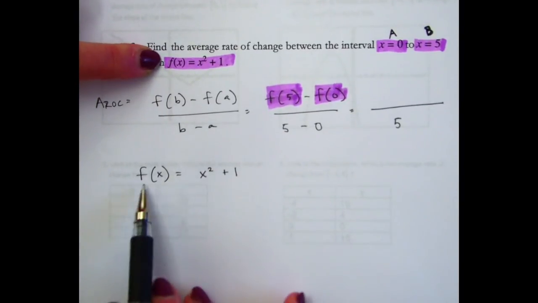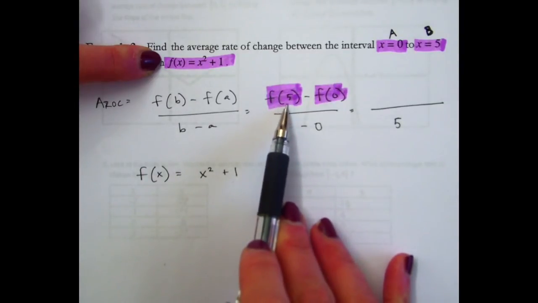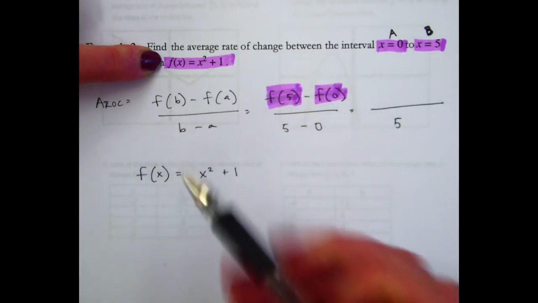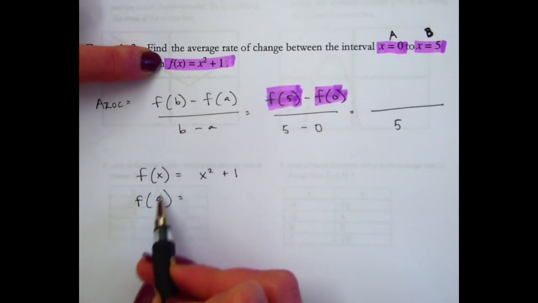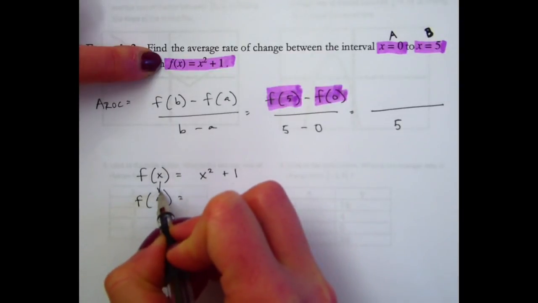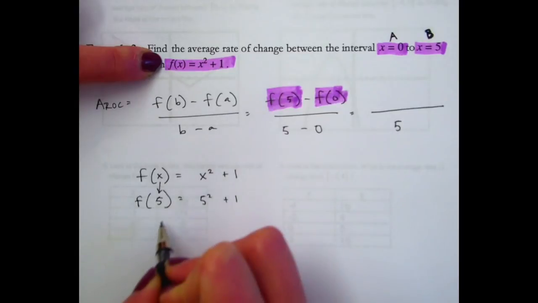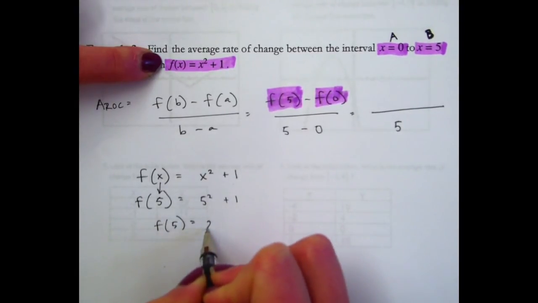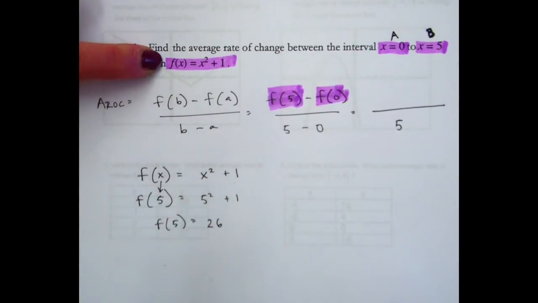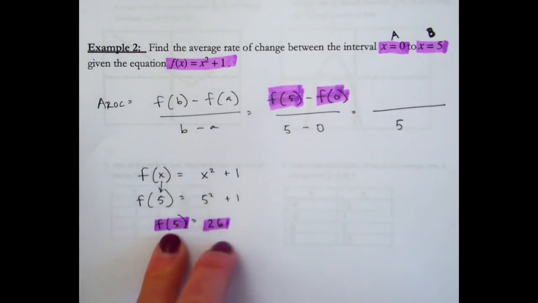So what does that mean? Well, I have my equation, and if I'm trying to evaluate f of 5, I want to find what to plug in for f of 5. Guess what? I can evaluate f of 5. That just means I'm going to use my equation, and every time I see an x, I'm going to replace it with a 5. So I'm going to get 5 squared plus 1, and I'm going to ultimately get f of 5 equals 26.